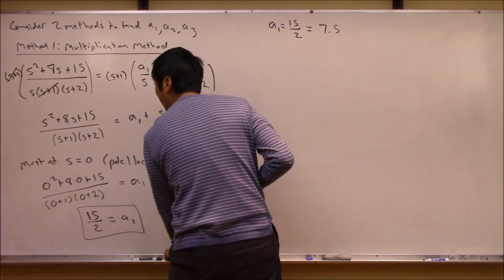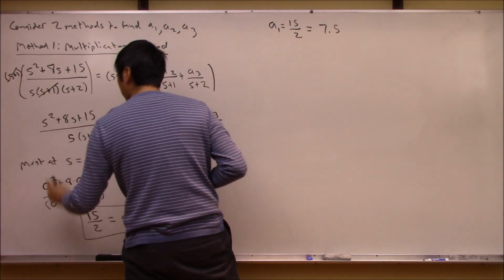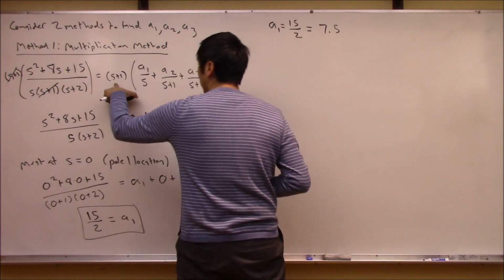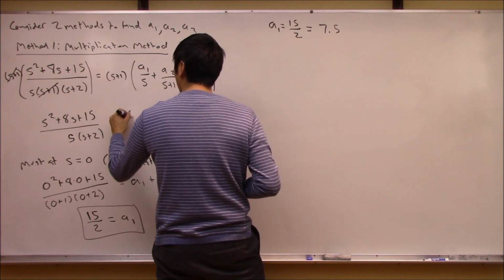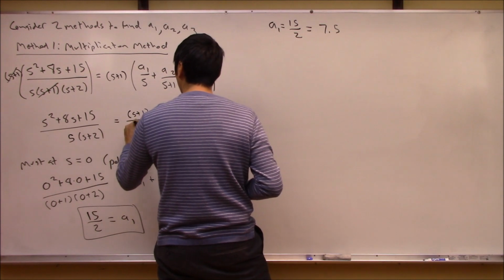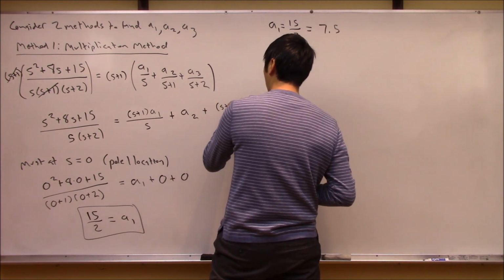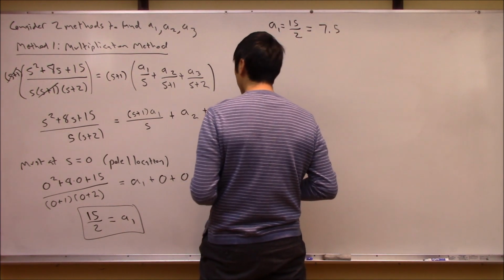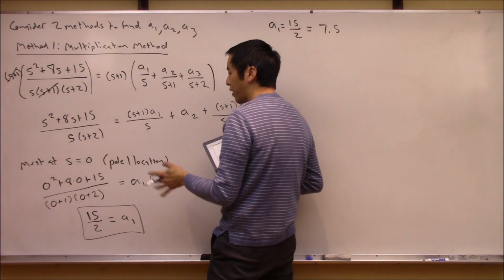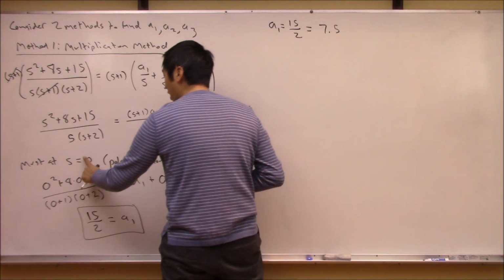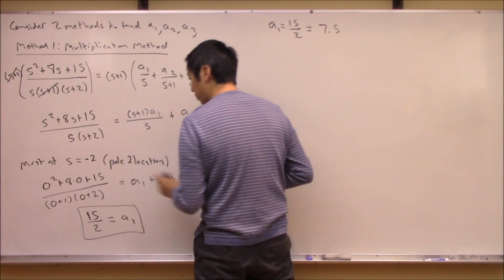So the left-hand side becomes, I can quickly modify this, like this. And the right-hand side, let's distribute this s plus 1 through, and you get a very similar story. We get s plus 1 times a1 all over s, plus a2, plus s plus 1 times a3 all over s plus 2. Great, and we're going to make the exact same argument. The left-hand side has to equal the right-hand side for all values of s. Let's conveniently choose a particular value of s. Namely, we're going to choose s equal to minus 2, which is the pole 2 location.